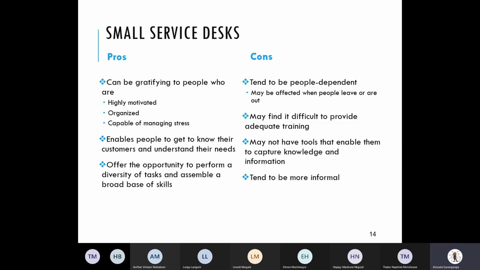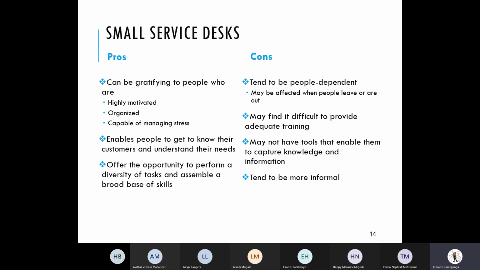So it's important to have some kind of formality, to have certain rules and procedures that are followed, or a certain set of just generic steps that need to be taken into consideration when providing a distinctive service in that regard. So you've got people dependency, so obviously it may be affected when people leave or are not present, like I was saying earlier on.